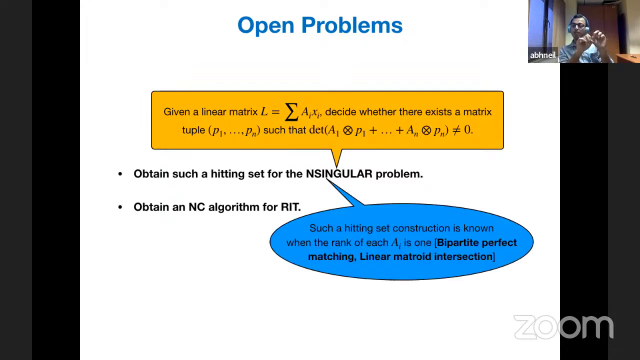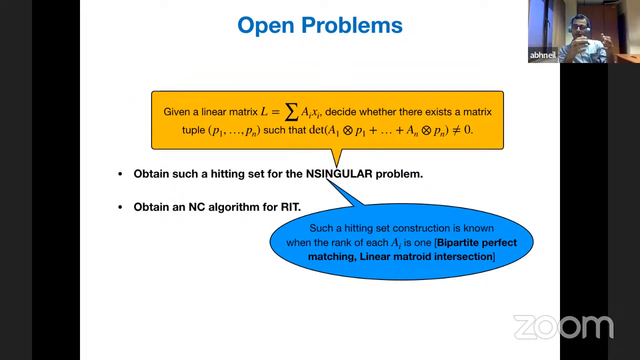For the special case where this AI is only of rank 1, which captures the bipartite perfect matching case or linear matroid intersection, a quasi-NC construction is known from the work of Forbes, Gurjar, Thierauf and others. So our model is incomparable. You can show that there are instances that this model can solve that we can't solve, and there are instances that we can solve that this model can't solve. Even so, we are not subsuming the hitting set for bipartite perfect matching or linear matroid intersection.